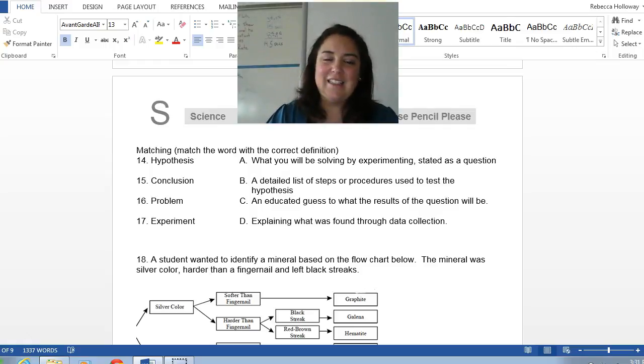B reads, a detailed list of steps or procedures used to test the hypothesis. C says, an educated guess to what the result of a question will be. And D, explaining what was found through data collection. So again, you're matching the letter to the words hypothesis, conclusion, problem, and experiment.